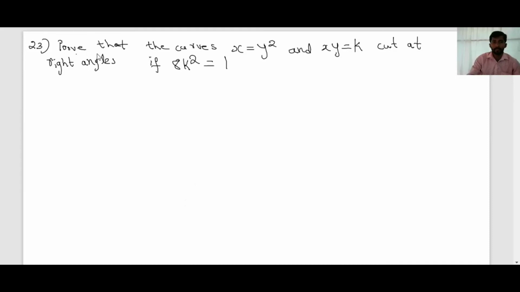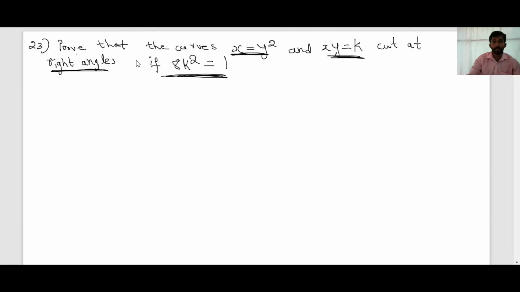See the question. Prove that the curves x is equal to y square and the other curve xy equal to k cut at right angles. The condition is if 8k square equal to 1. That means if 8k square equal to 1, then these two curves cut at right angles.